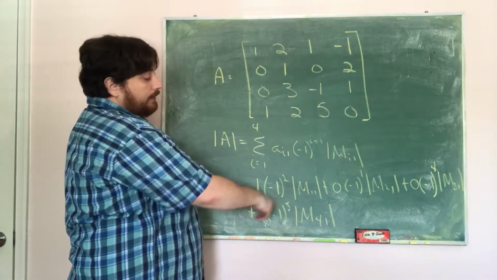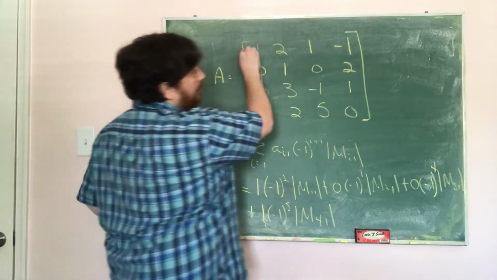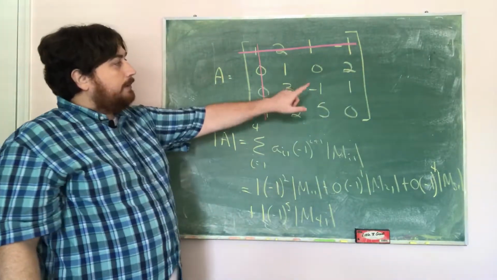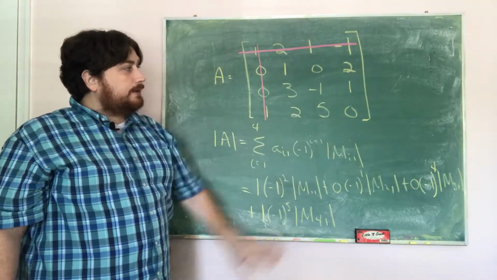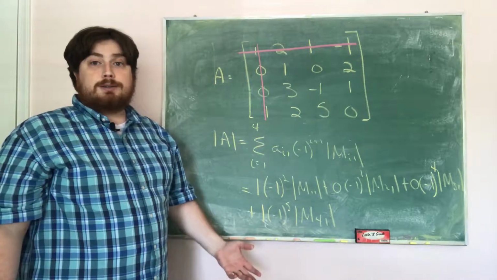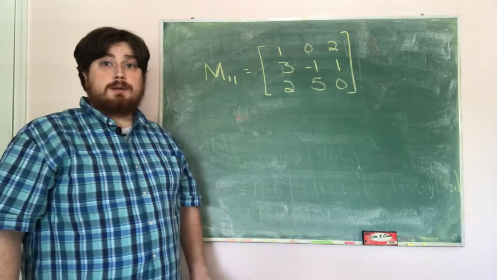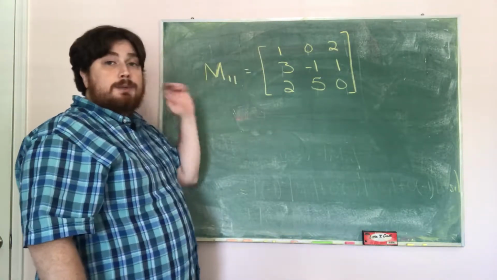If I want to find M sub 1,1, or the minor with the first row, first column removed, I'm going to look at A and imagine deleting that row and column. So my remaining matrix is 1, 0, 2, 3, -1, 1, 2, 5, 0. Therefore, I'll have to find the determinant of that matrix. Alright, so now we want to find the determinant of our minor M sub 1,1. And what we need to do is work with this 3 by 3 matrix.